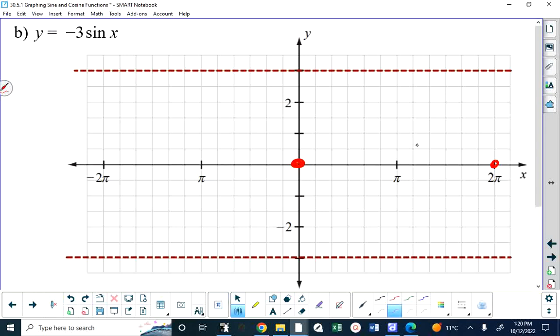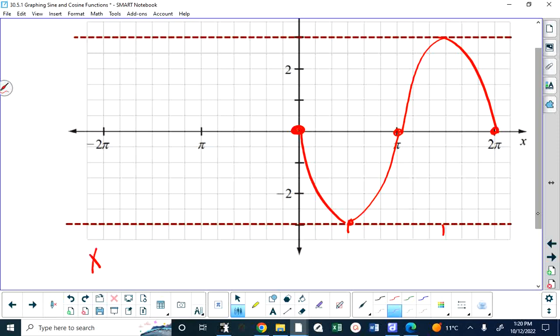It has to go through 4 chunks. Starting here going down, then going up, then continuing up, then going down. And there's arrows on the end of each of these, and it continues. So what is the domain? Any real number. The range is -3 is less than or equal to y, which is less than or equal to 3. The amplitude is 3, and the period is 2 pi.